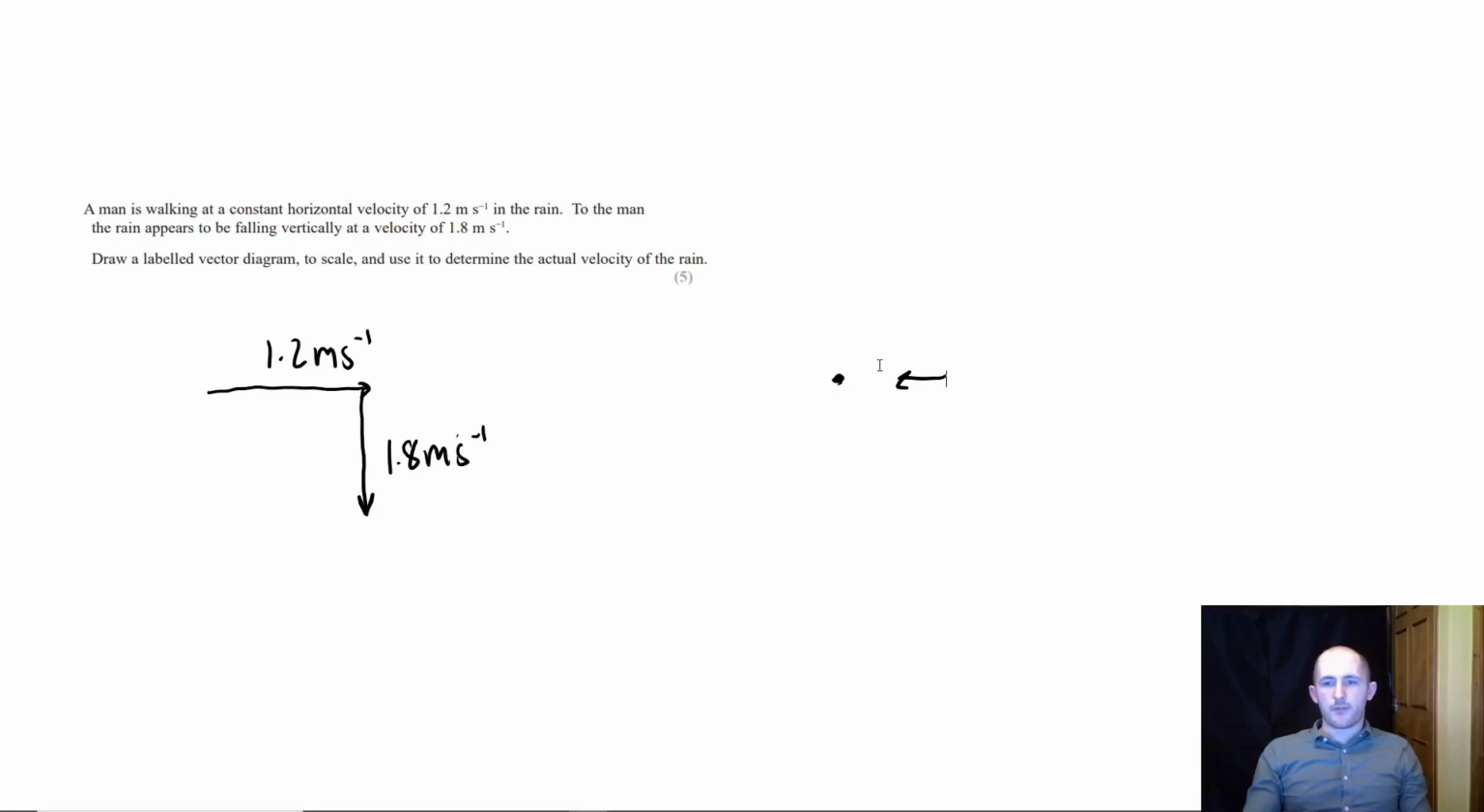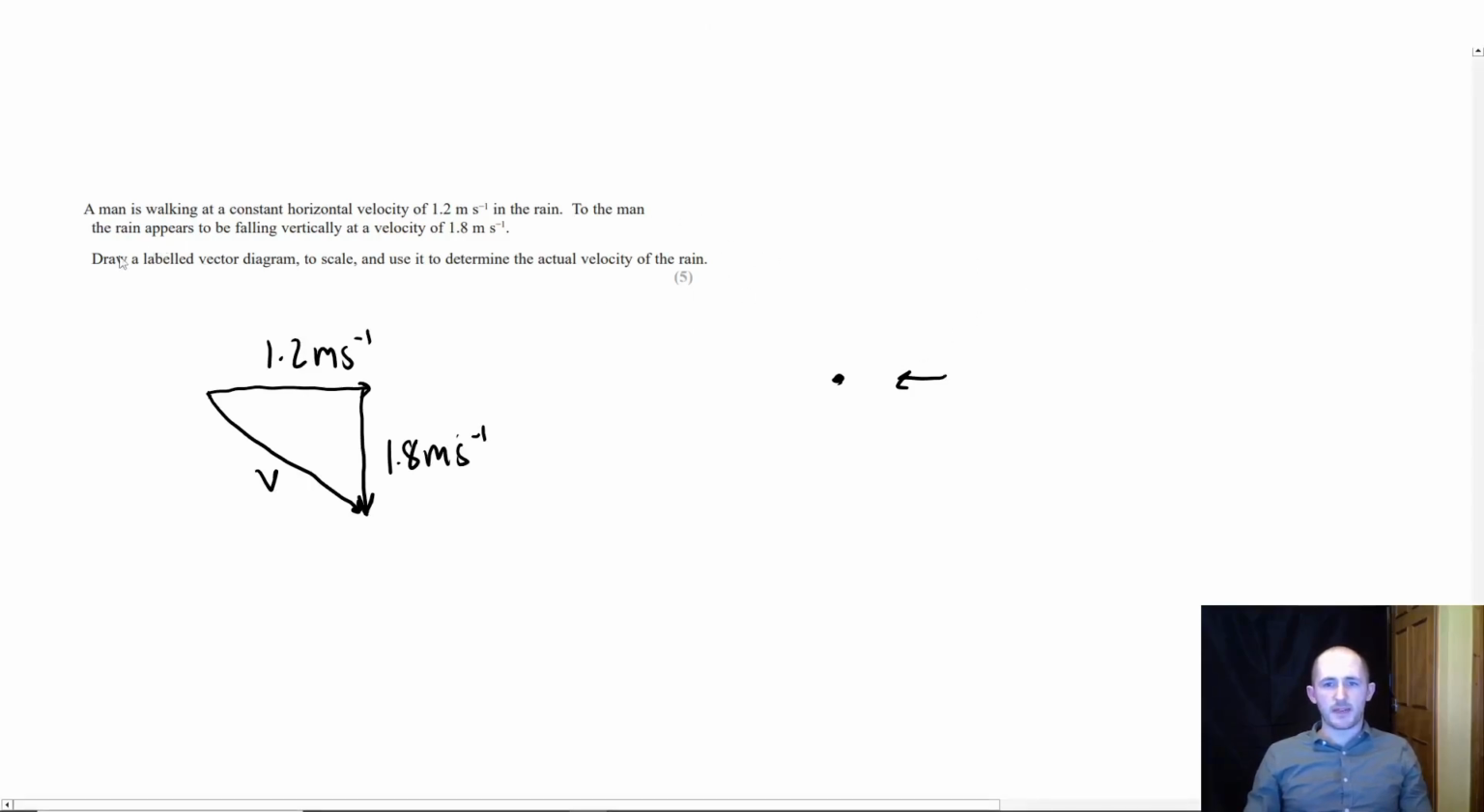So, for it to appear that the rain is falling straight down, he must be walking in the same direction as the rain. That's why the question seems a bit weird, but to be honest, you don't actually need to know any of that. So we're trying to basically work out this resultant velocity here. And that's it.